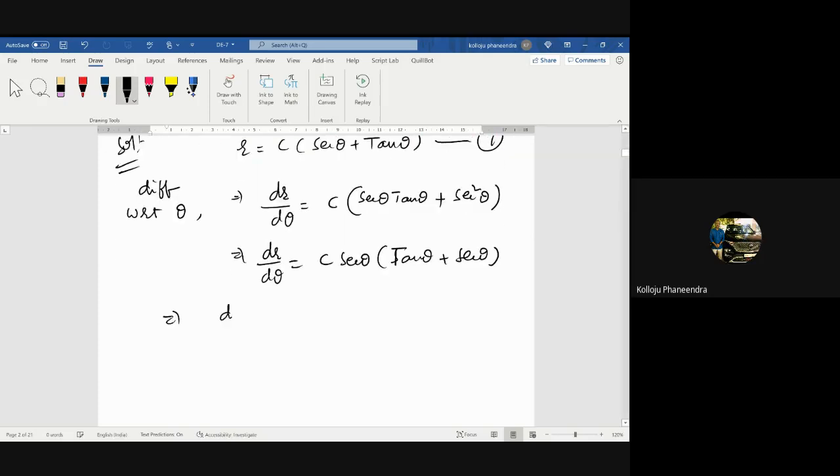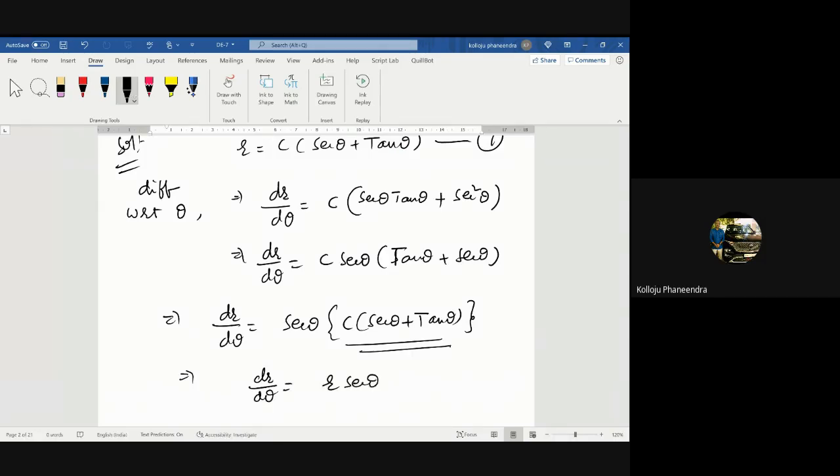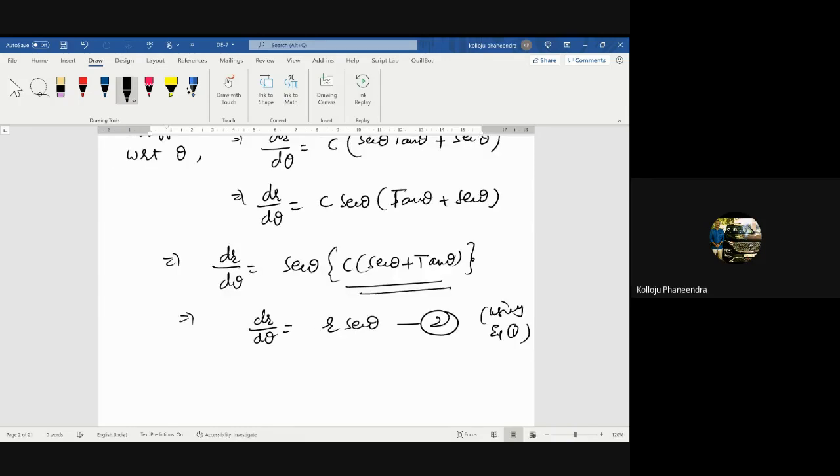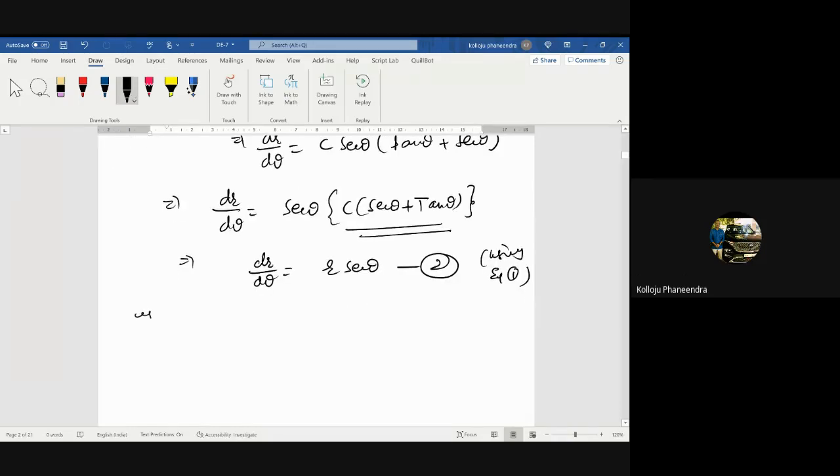Then I can write dr by d theta equal to secant theta into c into secant theta plus tan theta. What is this value? From equation 1, this is nothing but r. So dr by d theta equals r into secant theta, equation 2, using equation 1. So c is eliminated now. Equation 2 is the differential equation of curve 1.